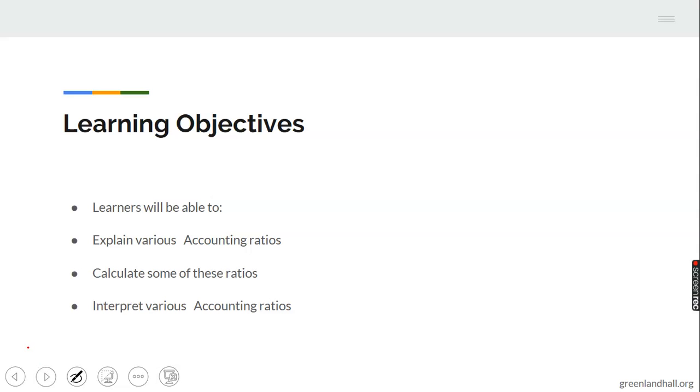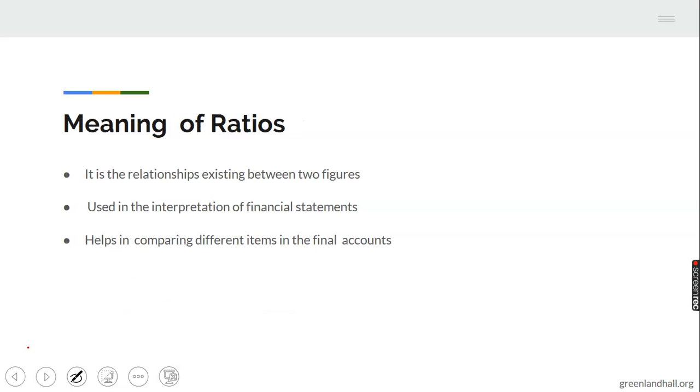Before we go ahead and look at this particular topic, let us quickly run through the learning objectives. The first one is that you should be able to explain various accounting ratios. Two, you should be able to calculate these accounting ratios. Three, you should be able to interpret various accounting ratios.